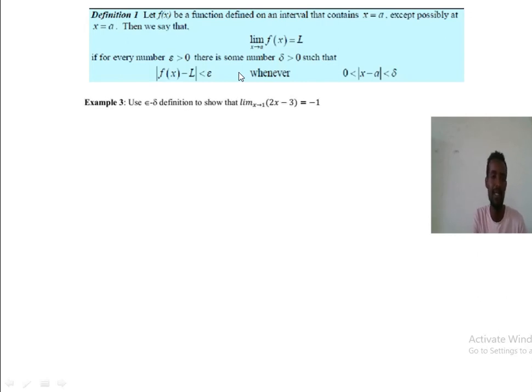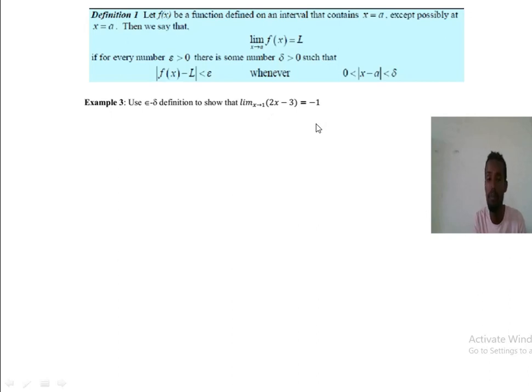For example, use epsilon delta definitions to show that the limit of 2x minus 3 as x goes to 1 is minus 1. This is using direct substitution. We have 2 times 1 minus 3, which is 2 minus 3, which is minus 1. Therefore, the limit of 2x minus 3 as x goes to 1 is minus 1.